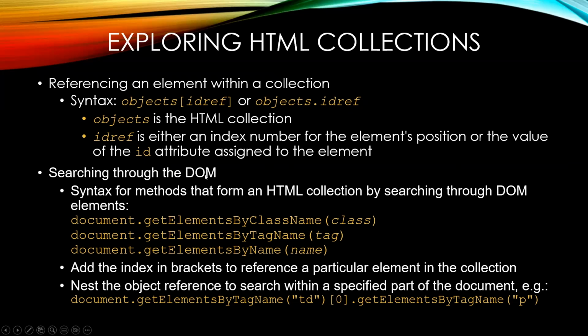We can search through that document object model and get the syntax. So if we want to search through that DOM, get elements by class name, tag name, and by name. Again, this is very similar to the get elements by ID that we've been using in the past. It's just 3 other ways to actually access a specific item. We can add the index in brackets to reference a particular element, and we can also nest them. So here you can see get element by tag name, and within that array, we're getting an element by a tag name as well.